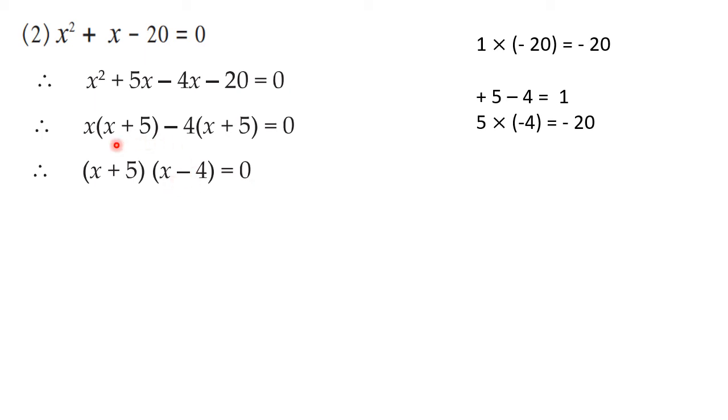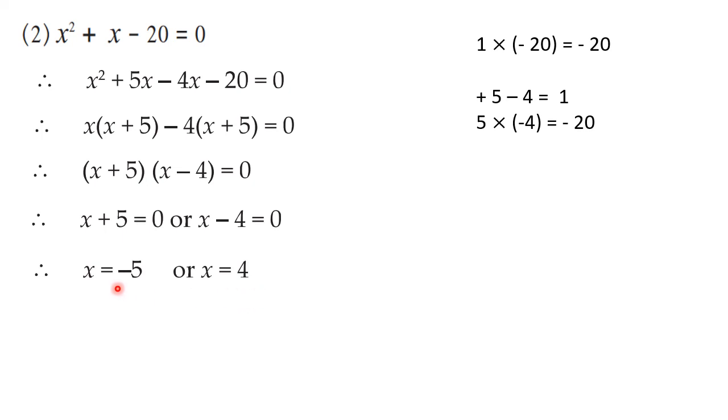So we got the two factors. Now the next step, all of you know, is very easy. We have to go for either-or. So we can write, either x plus 5 is equal to 0 or x minus 4 is equal to 0. So from this, after changing the side, we will get x is equal to minus 5 or x is equal to plus 4.